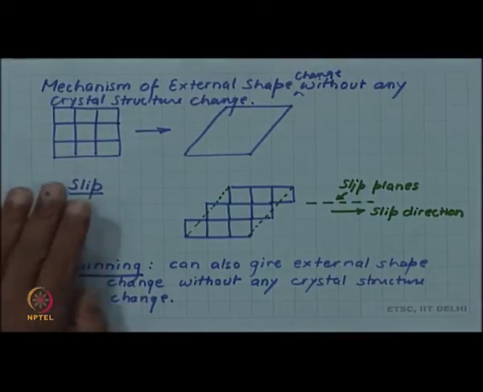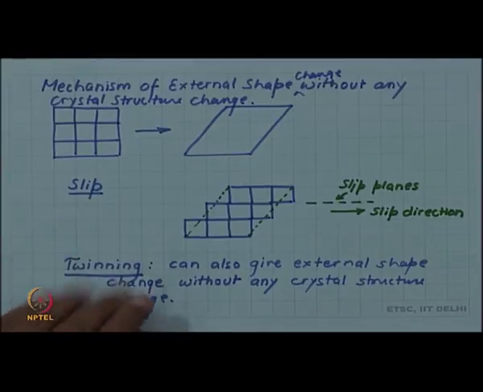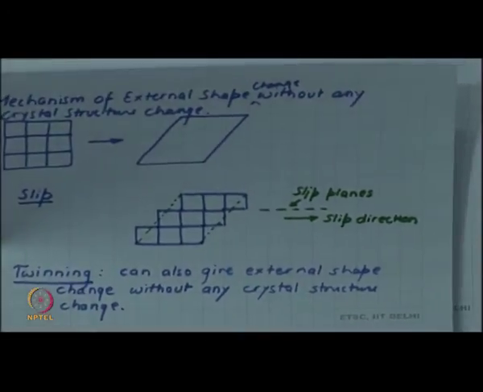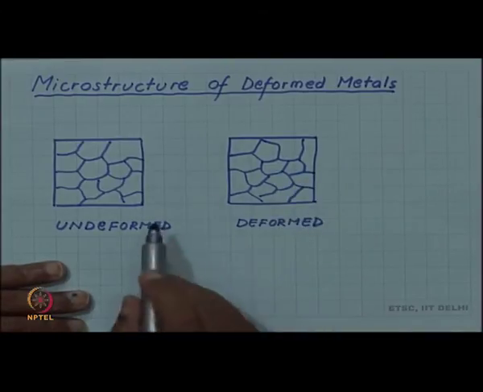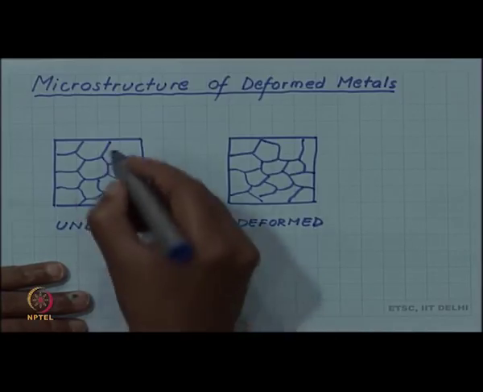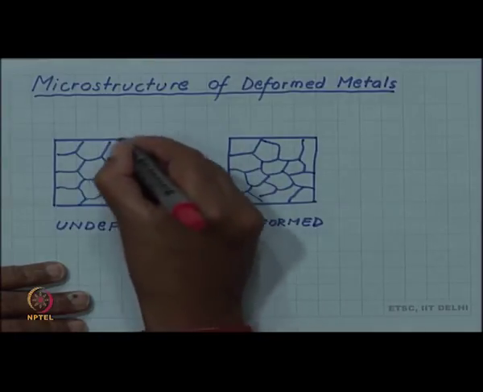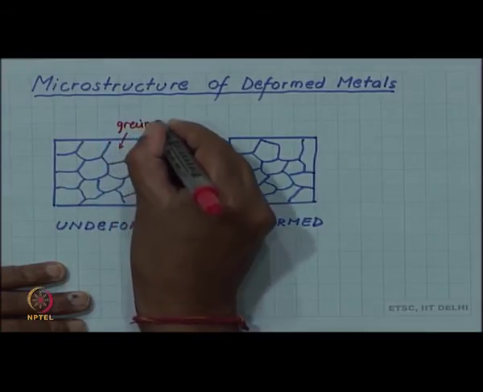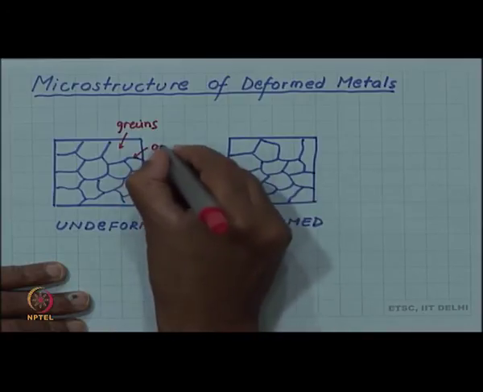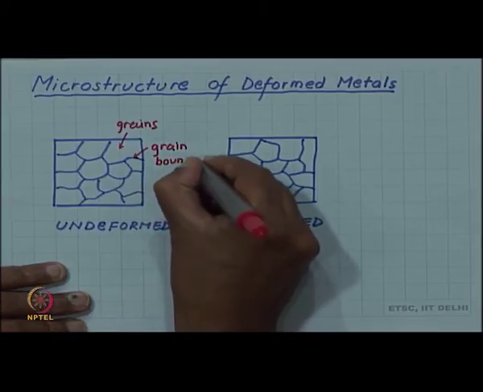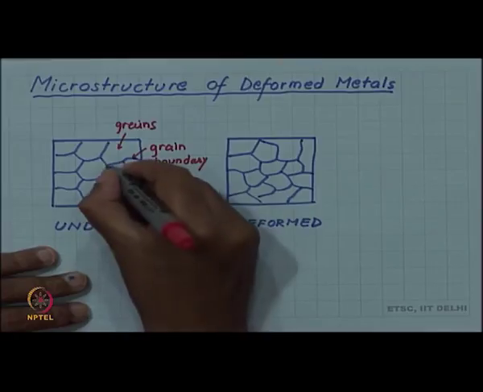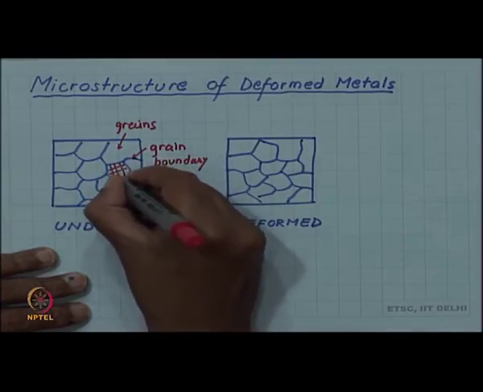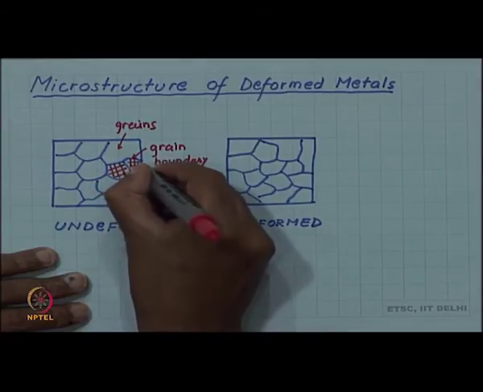Of course, the motivation for this explanation came from the fact that X-ray diffraction had already shown that there is no crystal structure change. But then there were other experiments which were indicating this kind of mechanism, and that was the microstructural study of deformed metal. When you study the microstructure of undeformed and deformed metal, you see grains and grain boundaries. So these are grains and these are grain boundaries. Recall that a grain boundary is a boundary between two different orientations of the same crystal.